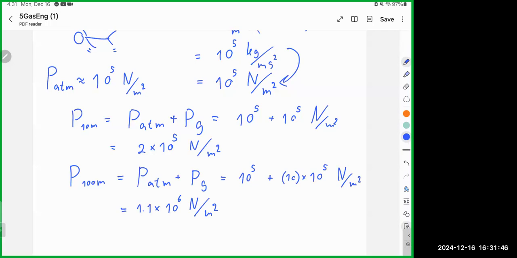The common mistake for you guys is that you always forget this one, right? If you forget this one, the total pressure would be less than it should be. Okay, so don't forget to add the P at the ATM.